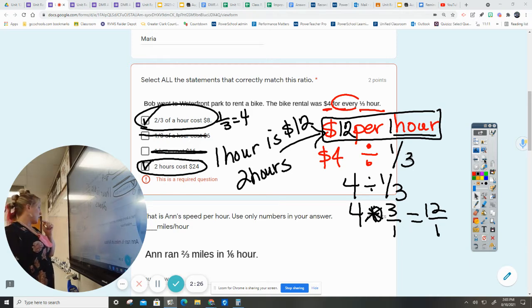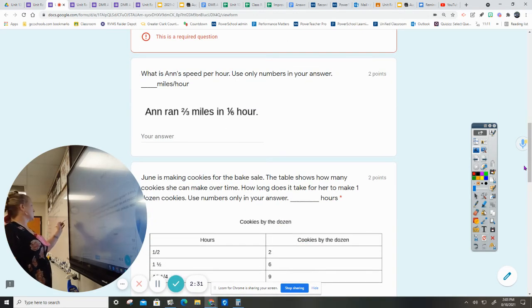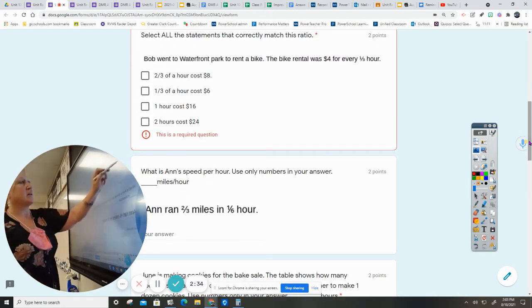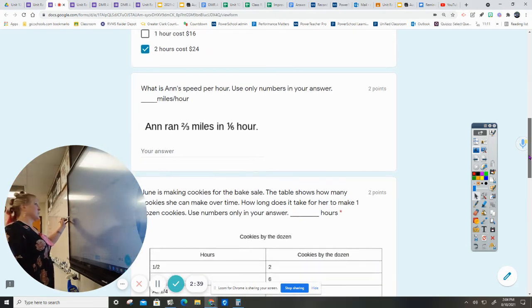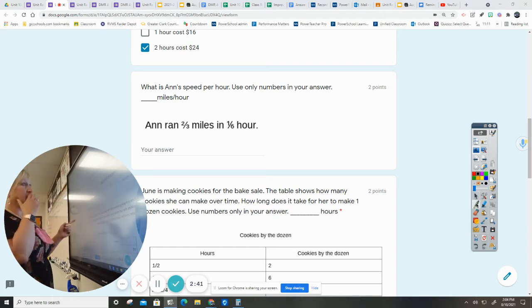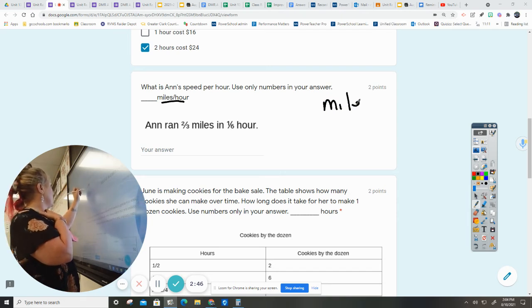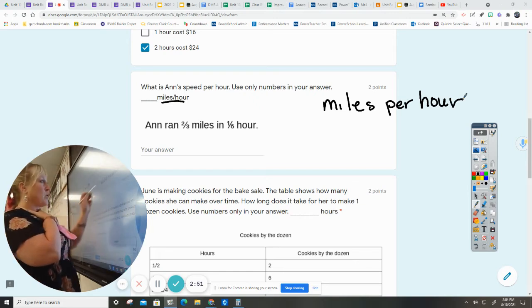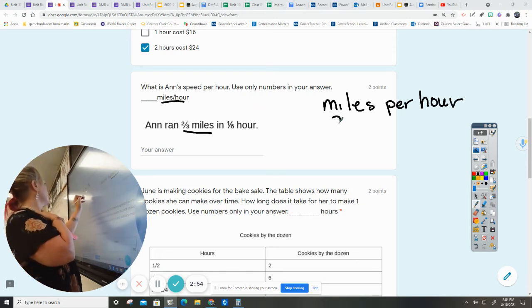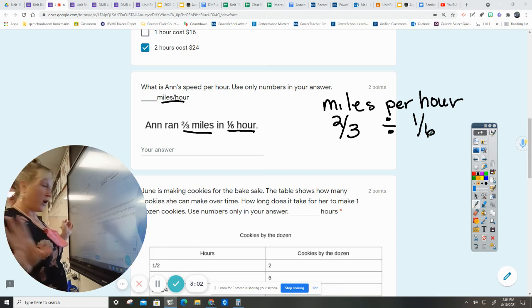Now we're going to move on to the next problem. And I'm going to remember, that one is checked. That one is checked. So I have to remember that per means divide. So in this thing, it says miles per hour. So I'm going to write over to the side, miles per hour. Okay. So I'm going to put 2/3, per means divide, hour, 1/6. So far I can handle this.